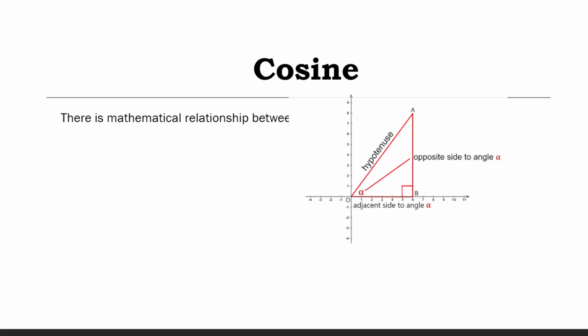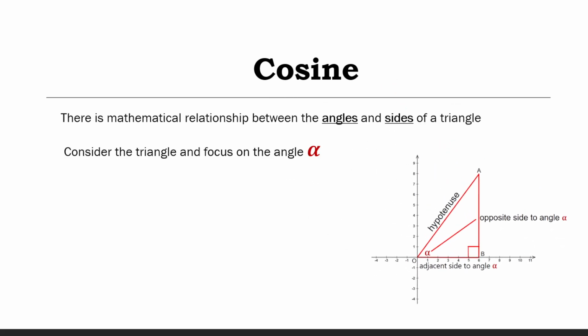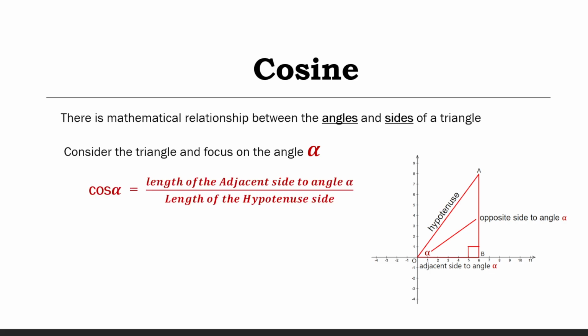Now, let us consider the cosine function with the focus on alpha. Cosine alpha is defined as the length of the adjacent side to angle alpha divided by the length of the hypotenuse side. And in short, that becomes cos alpha is equal to OB over OA. And then OB being made the subject of the formula, it becomes OB equals OA times cos alpha.